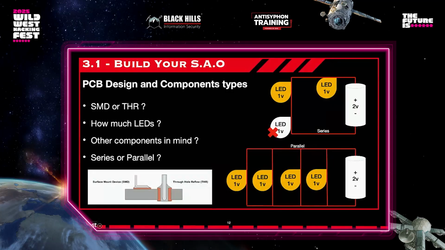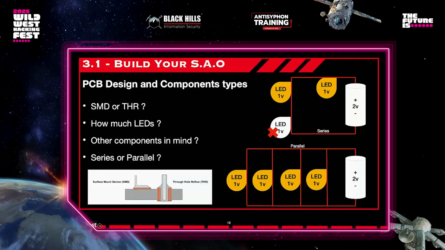Okay, before starting, maybe you need to think about what you want to add on that Shitty Add-on. So do you want to go surface mount? That means, like those I have, you are going to solder the component directly onto the PCB, so there is no hole. Or you can go with through hole, so you will have holes and you can insert the component and then solder on the back.